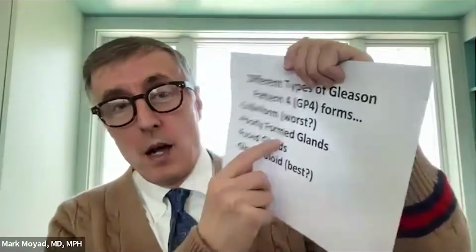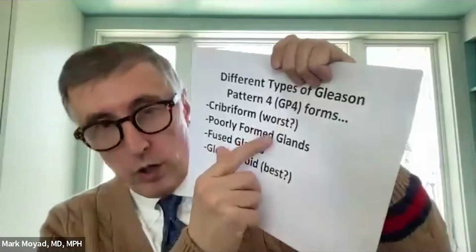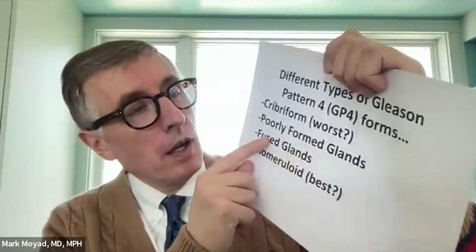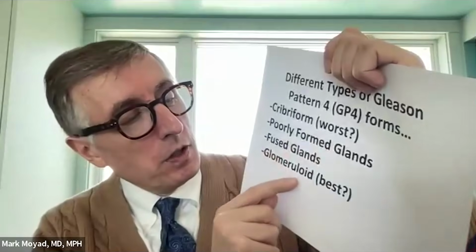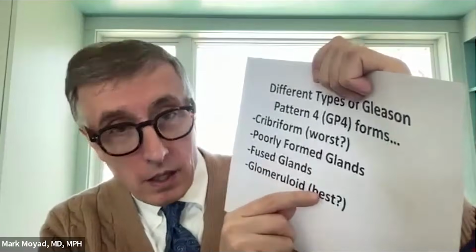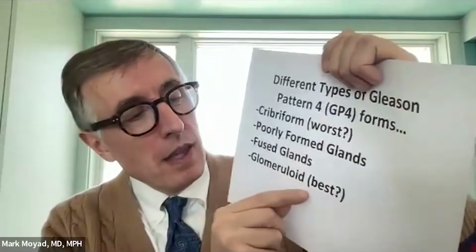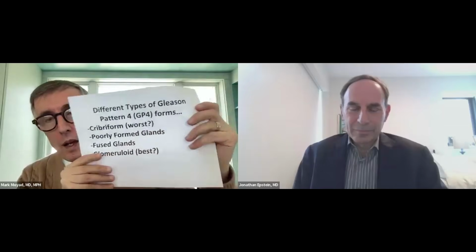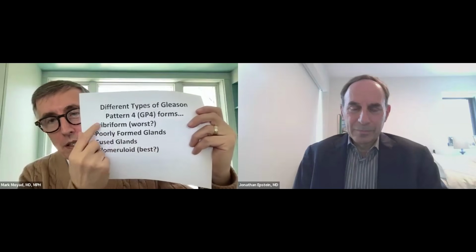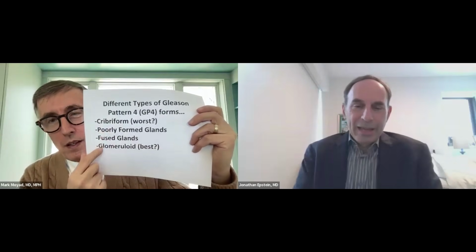And you mentioned 3 of them, but 4 come up often in the literature. So can you tell me, there's cribriform, right? That's the one that you talked about. That's the most aggressive. That's the worst of the types that can come up. There's poorly formed glands, fused glands, and glomeruloid, which is like kidney-like, I guess. That might be the best.